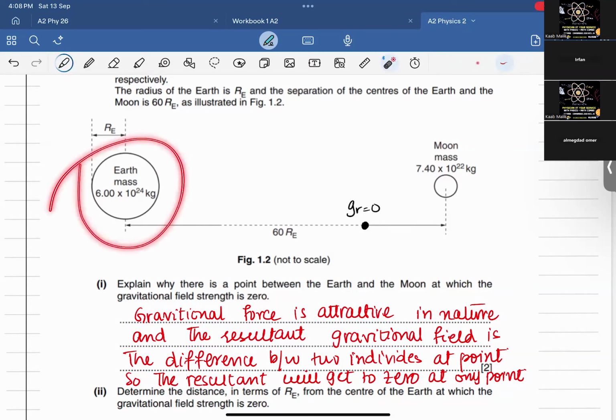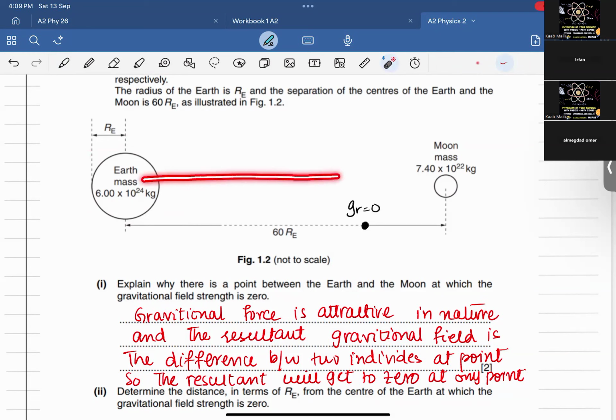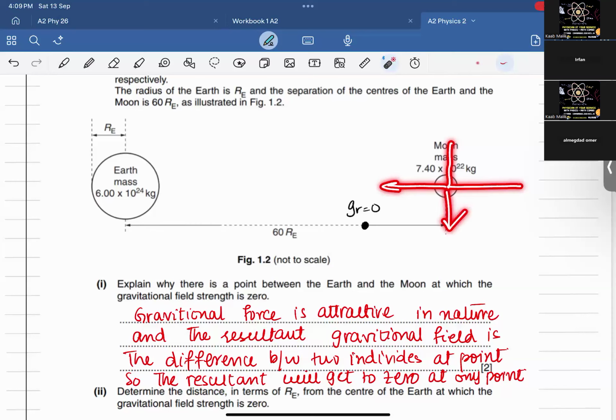Because the Earth has a very large mass, the gravitational field effect will be greater, and it will last for a very far distance. The Moon is smaller in mass, so its gravitational effect will last only until a small distance. That's why the gravitational field strength of the Earth gets cancelled out at a very far point from itself.